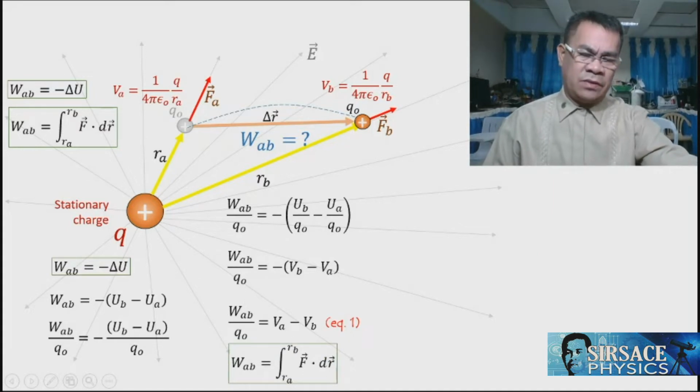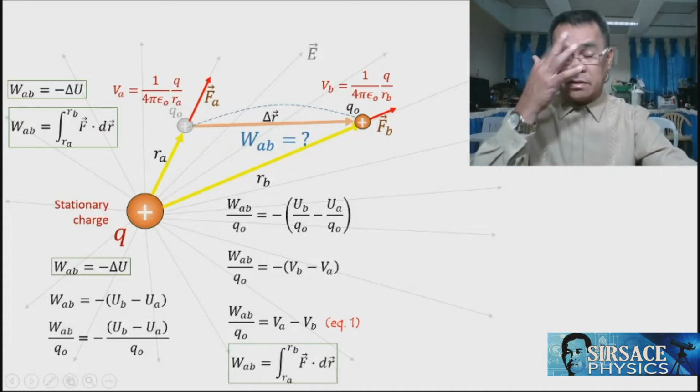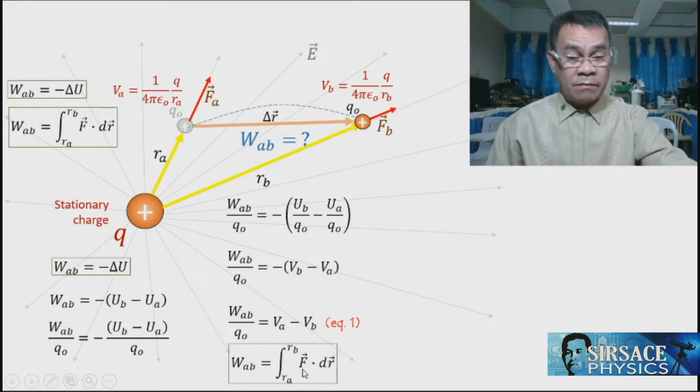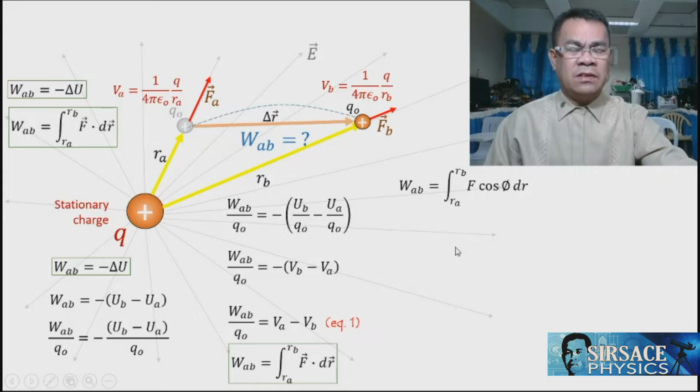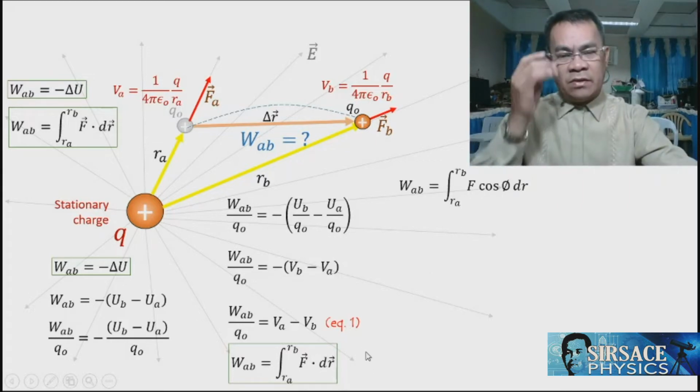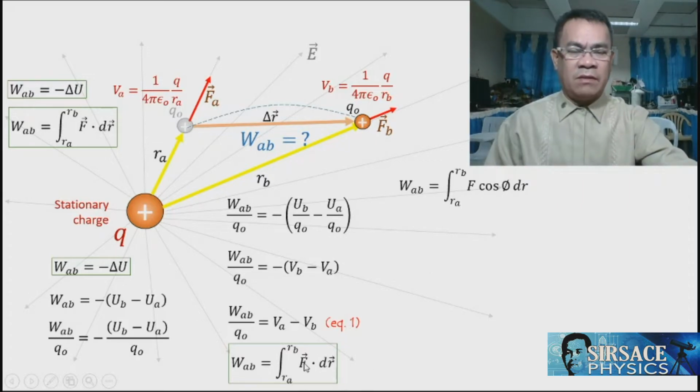Okay, so what will you do? Now all you need to do is to replace the force. Take note, the dot product means you have to multiply the magnitude of the force and the magnitude of the displacement, and take the cosine of the angle between them. The angle between the infinitesimal displacement and the force is the angle theta.